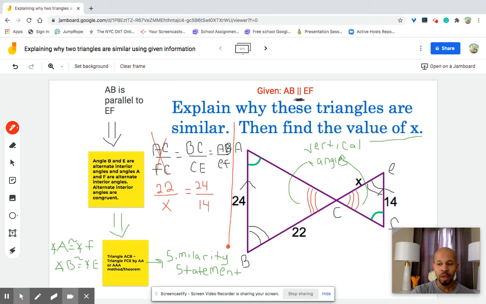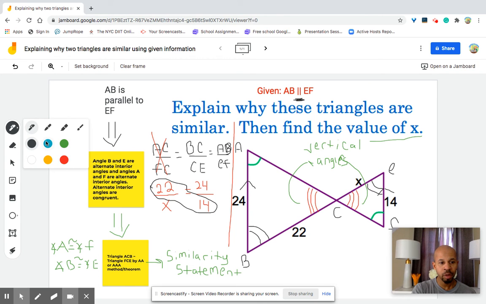Now at this point, in order to solve for x, one of the ways we could approach this is by cross multiplying, right? So when we cross multiply, we're going to do 22 times 14. Let me just get a different color. So we're going to multiply these two things. So we're cross multiplying, and we're going to multiply these two. When we do this, we're going to get 308, because 22 times 14 is 308. And we're going to get 24x.